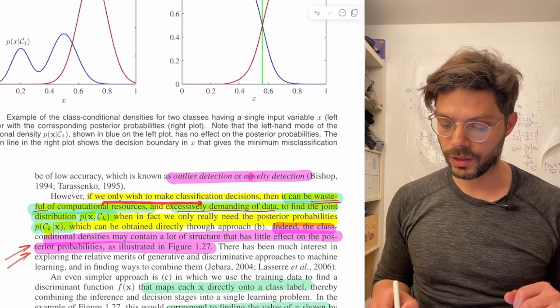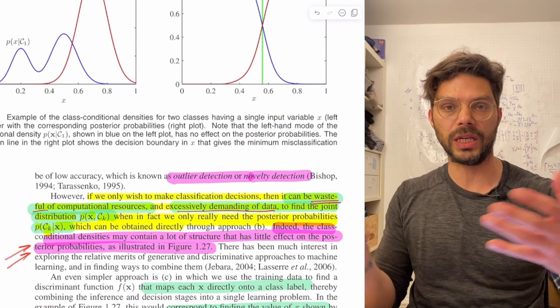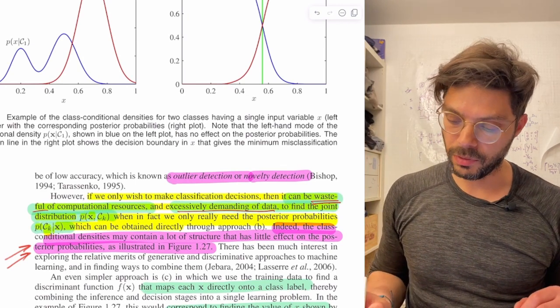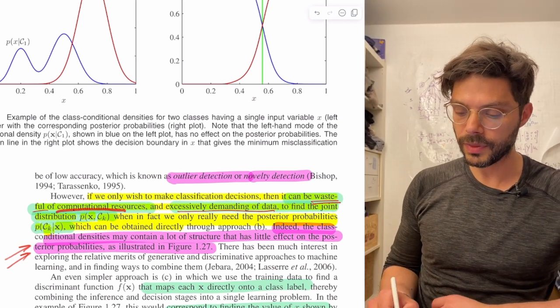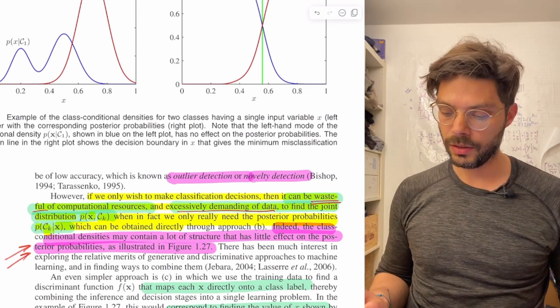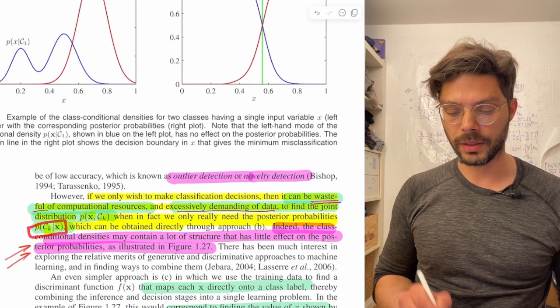So what if we only want to make classification decisions? So we don't care about generating data. We just want to make a decision given an observation. So in that setting, it can be wasteful indeed, of computational resources and excessively demanding of data. So you might need a lot of data to fill that high dimensional space to find the joint distribution when all we need is the posterior probabilities.